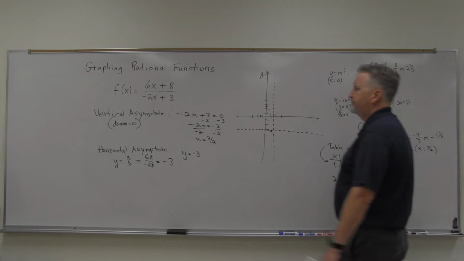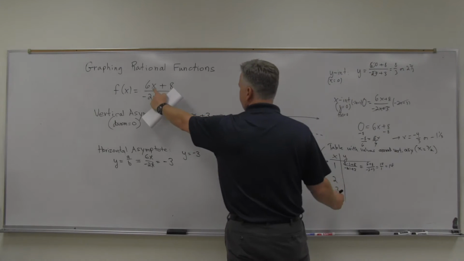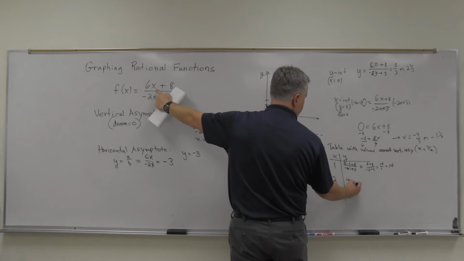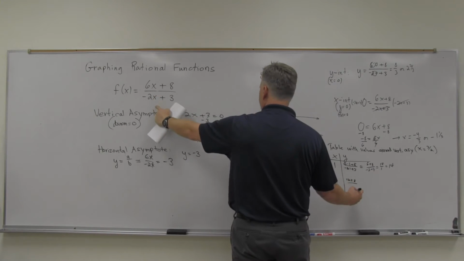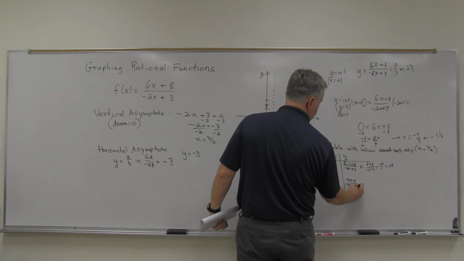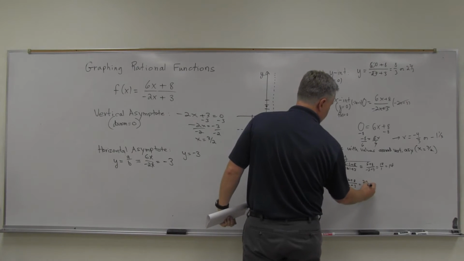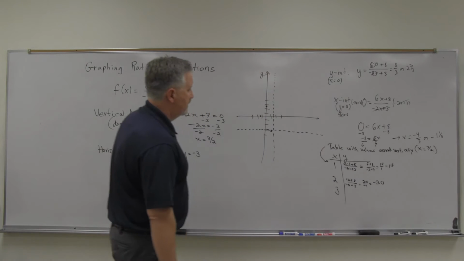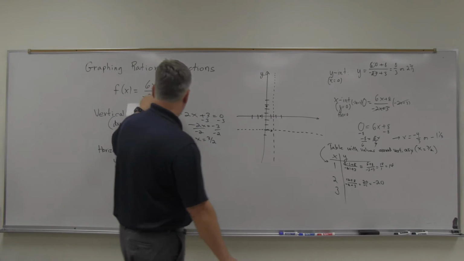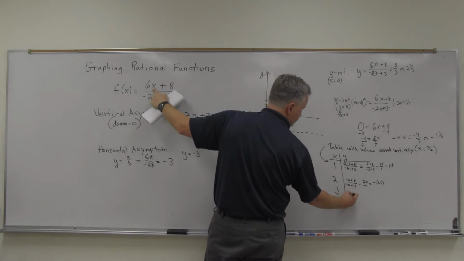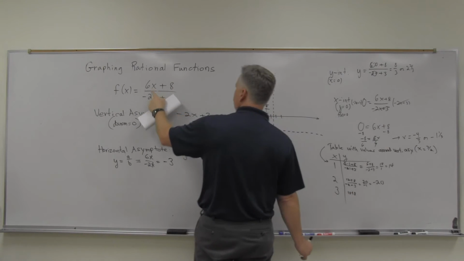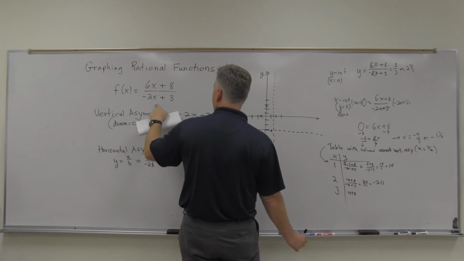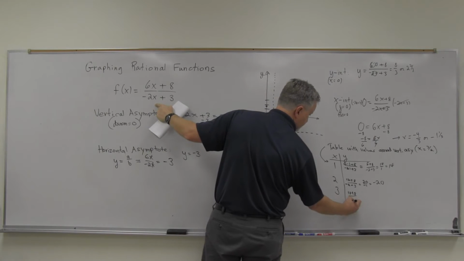Then let's go ahead and do 2 and 3. Same thing, plug in x to be 2, so it'll be 12 plus 8 over -4 plus 3. So that's 20 over -1, that's -20. And then at x is 3, we've got 18 plus 8, and then -2 times 3, so it'll be -6 plus 3.